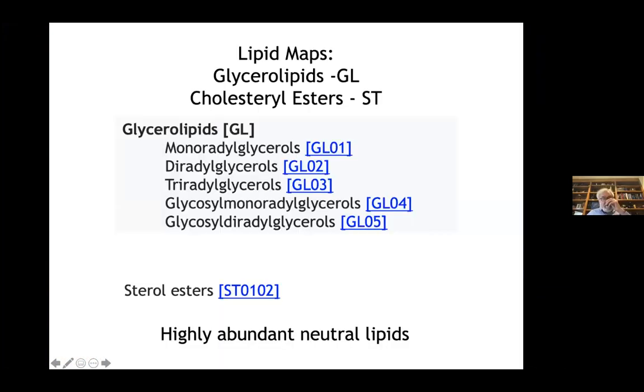There we go. So my task is to talk about neutral lipids, and we've been asked to talk about them in the framework of the LIPID MAPS nomenclature. So I want to talk about glycerol lipids primarily, but also cholesterol esters. And the reason for this is based more on mass spectrometry than on the lipid class nomenclature.